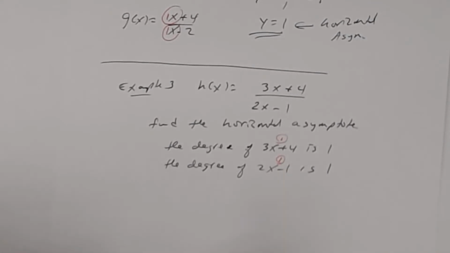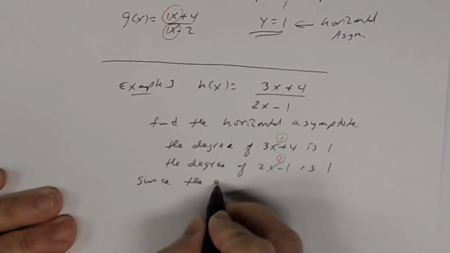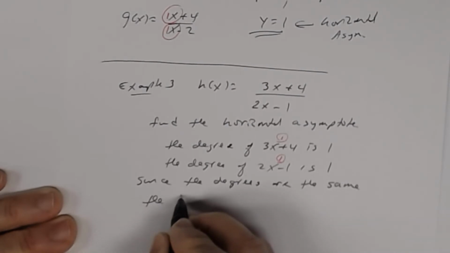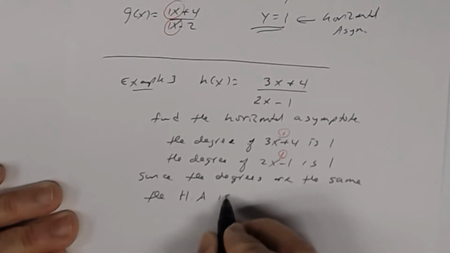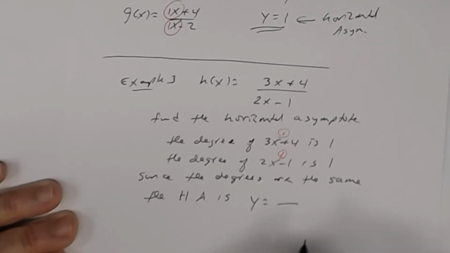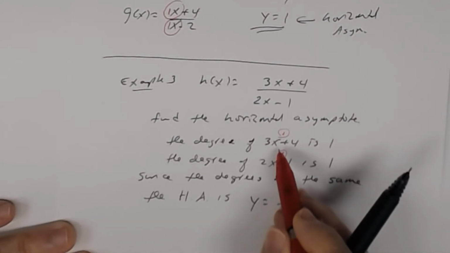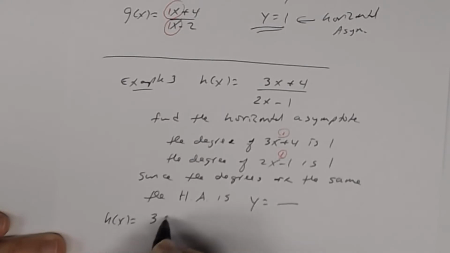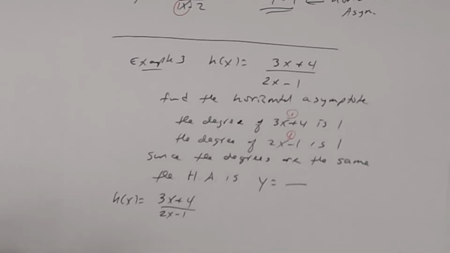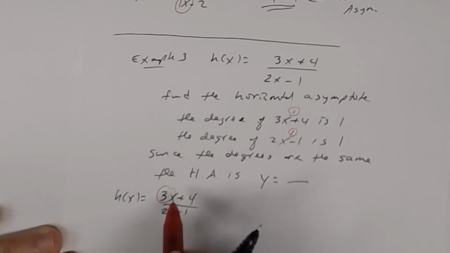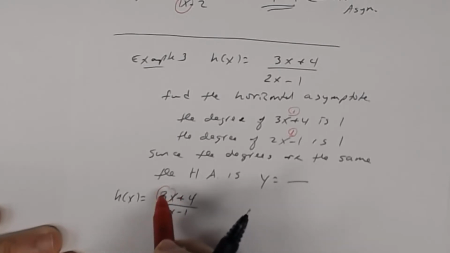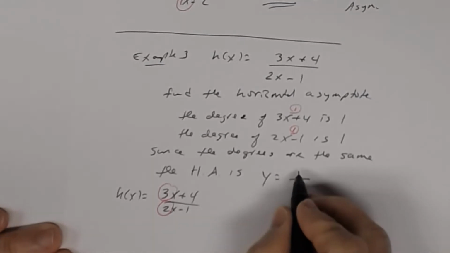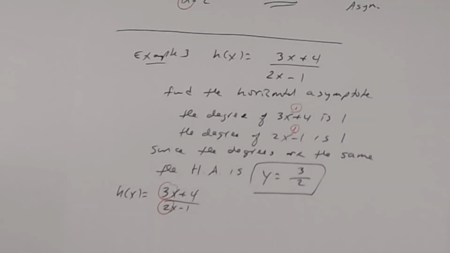All right? So therefore, since the degrees are the same, the horizontal asymptote, which I'll call HA for right now, is y equals. You must say y equals. Remember, it's the coefficient of the leading term of the numerator divided by the coefficient of the leading term of the denominator. Let me write this over: h of x equals 3x plus 4 divided by 2x minus 1. So you get 3 divided by 2, and there's your horizontal asymptote.